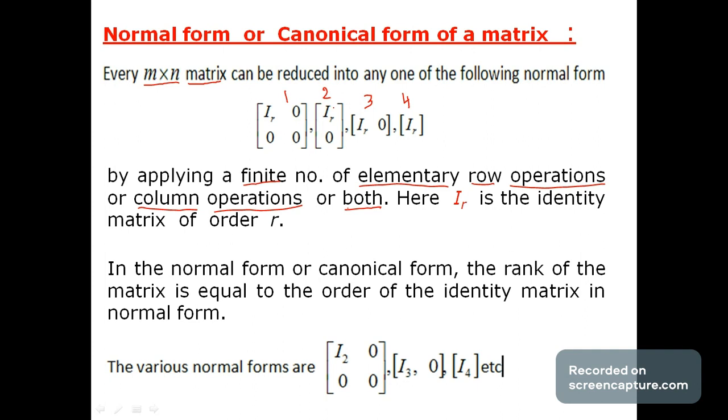In the standard normal forms we observe that Ir exists, where Ir is the identity matrix of order r. Once the given matrix is reduced into normal form, then the rank of the matrix is equal to the order of the identity matrix in the normal form. These are the various normal forms. This is an example of the first normal form. This is an example of the third normal form. This is an example of the fourth normal form. This theory is explained through examples.